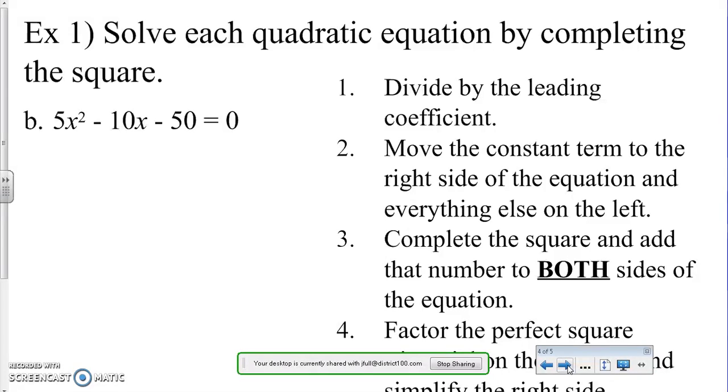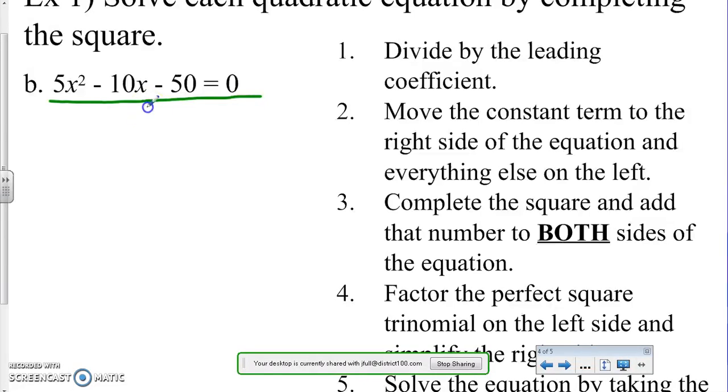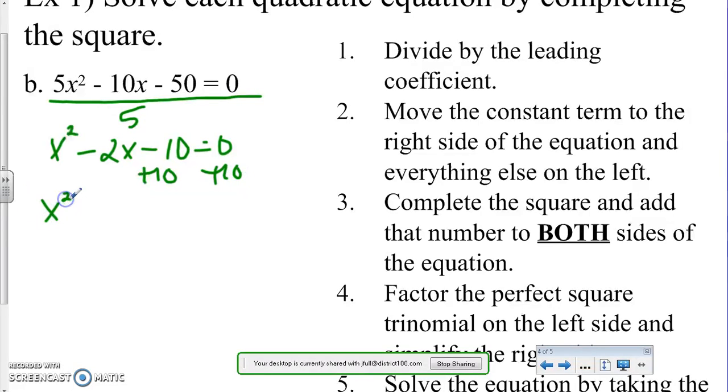Let's go ahead and do another one. Okay, again, there's a leading coefficient out there. We're not allowed to have that, so we're going to divide everything in that equation by 5. So when we do that, we get x squared minus 2x minus 10 equals 0. We're going to go ahead and move that 10 over. So we have x squared minus 2x plus something equals 10 plus something.